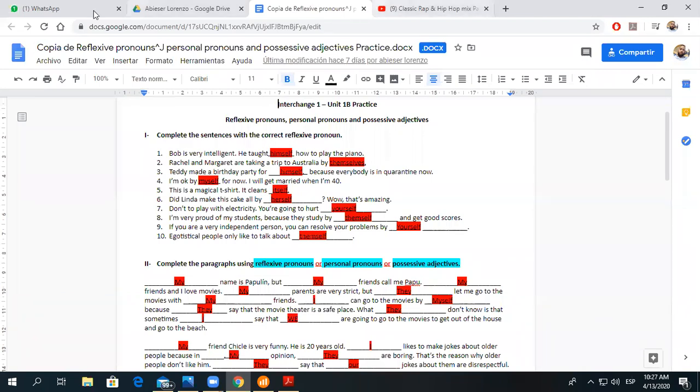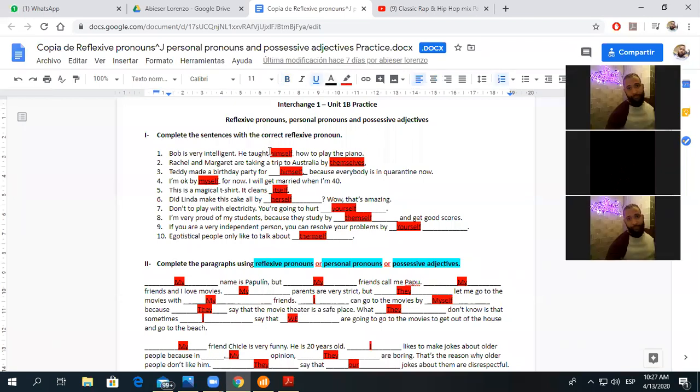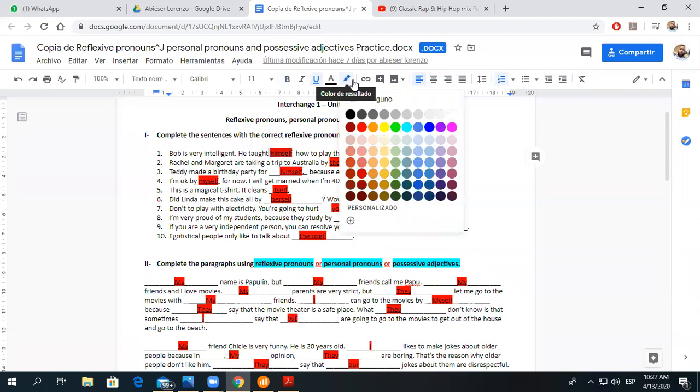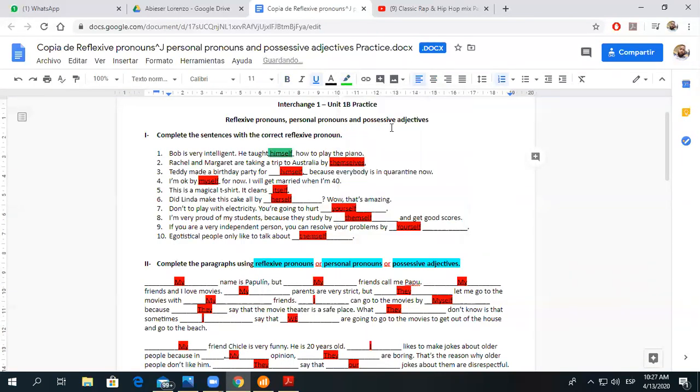Okay, so here it says complete the sentences with the correct reflexive pronouns. Bob is very intelligent. He taught himself how to play the piano. Very good. This is good. So I'm gonna take this and I'm gonna change the color under that. Green, there you go. That is good.